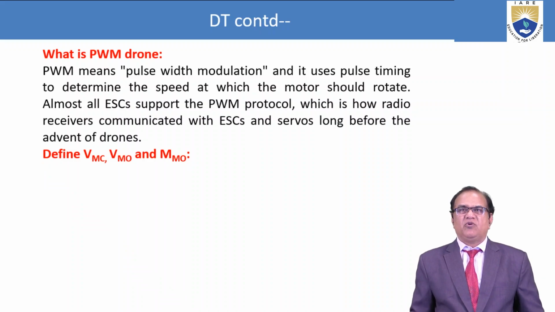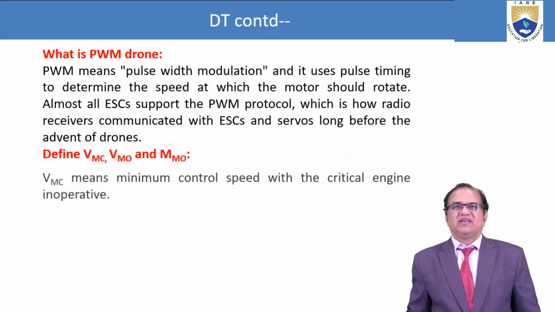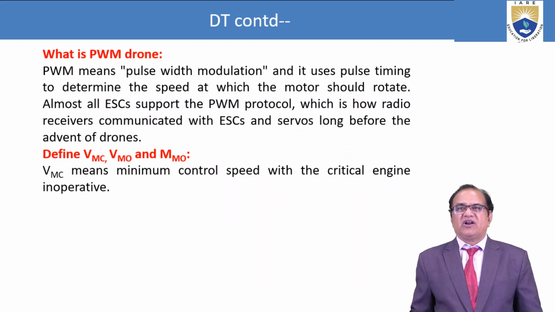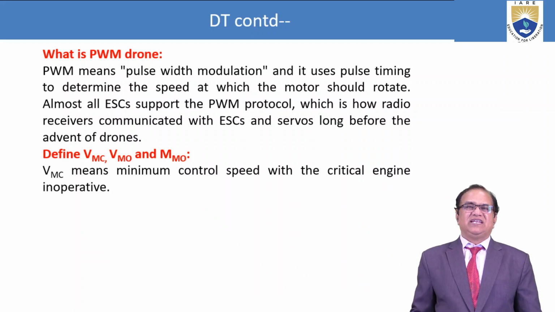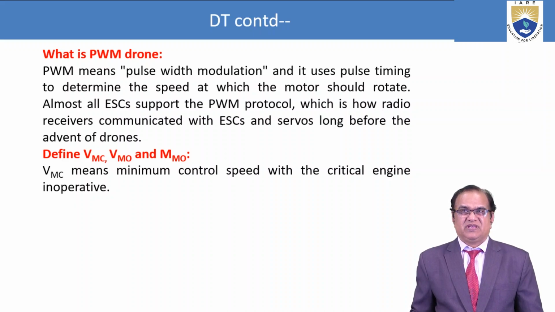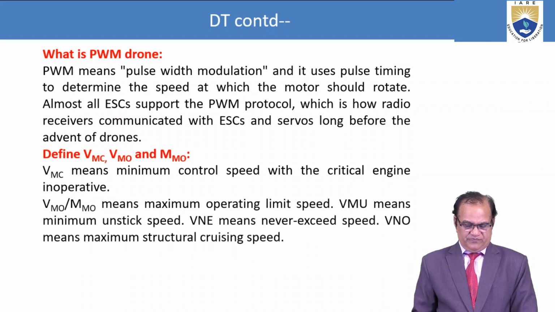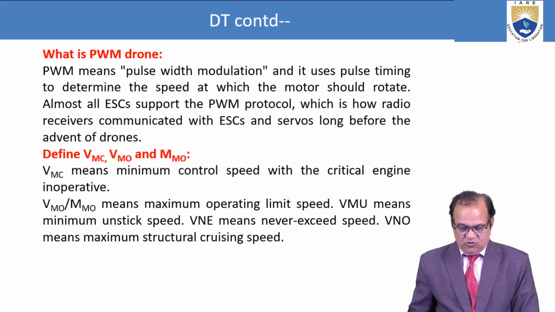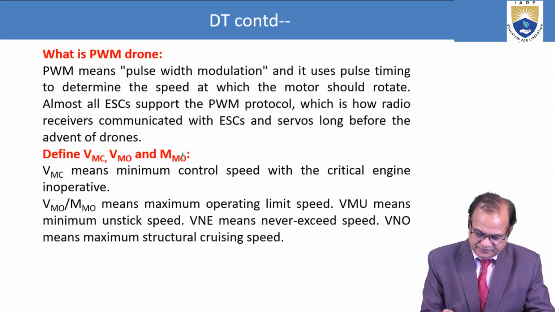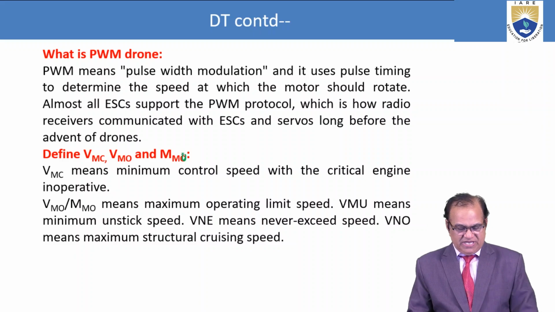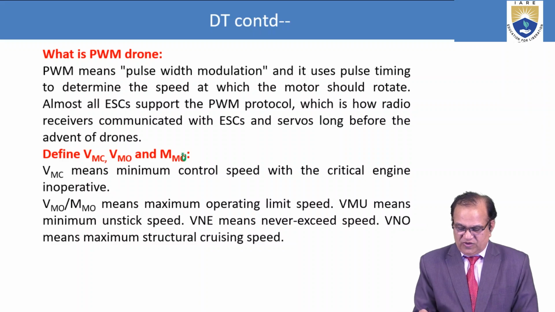Define VMC, VMO and the others. VMC means minimum control speed with the critical engine inoperative. VMO means maximum operating speed. VMU means minimum unstick speed. VNE means never exceed speed. VNO means maximum structural cruising speed.